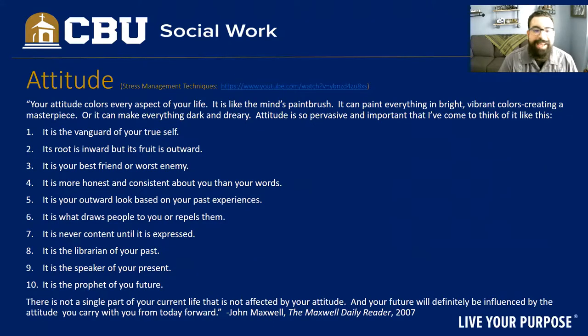Finally, and this is our last slide for the close of this lesson, what I would like to do is focus on attitude now. I'd like to talk about what attitude means. And for this last one, I'm going to talk about attitude.